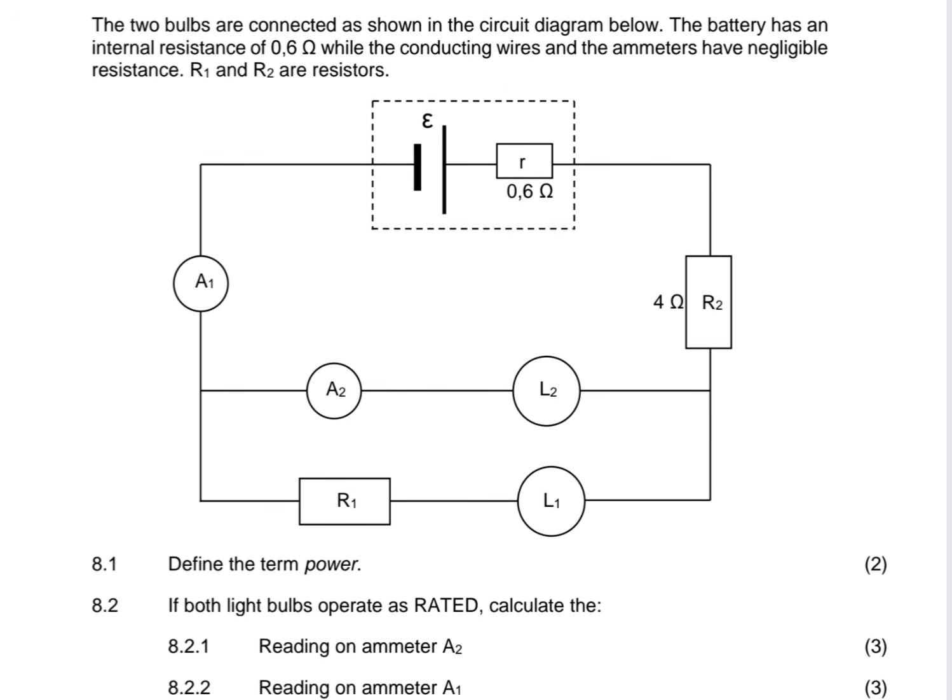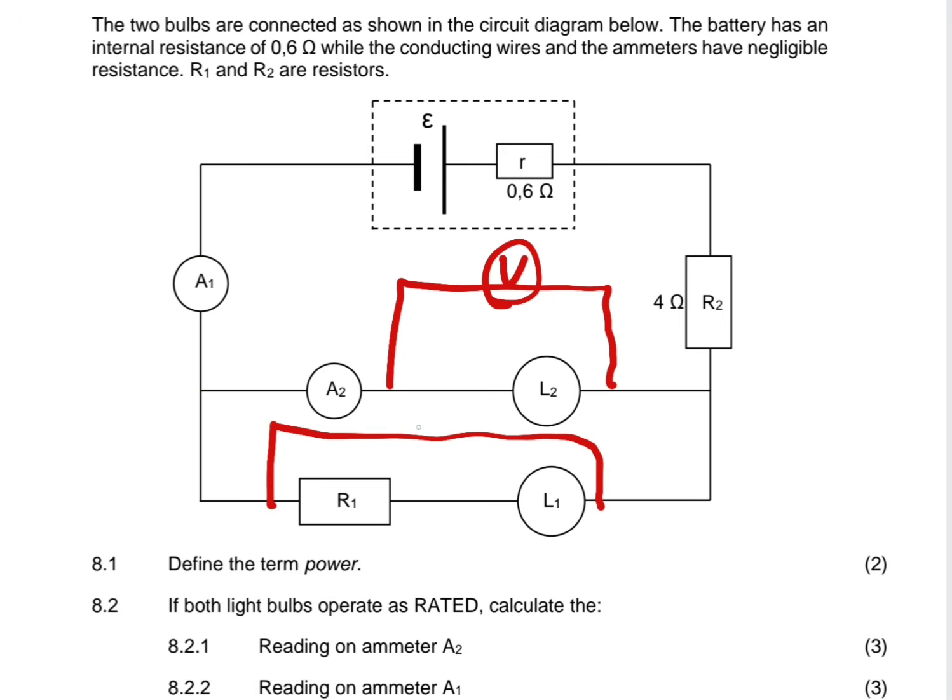So if we analyze the circuit before we even get into the question, we know that L1 and L2 are in parallel. So basically R1 and L1 are in parallel with L2. So these two are in parallel with L2. That means the voltage across both of them will be equal. As we saw in a parallel circuit, the voltage is the same.